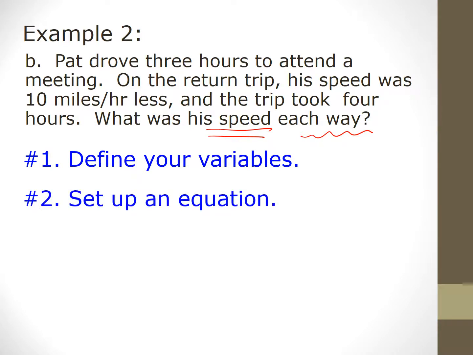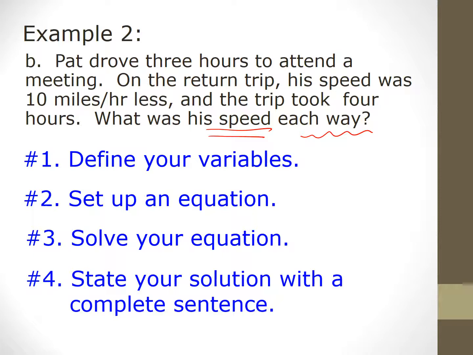Number two, we set up an equation. Students often hop to number 2 first. They want to look for that equation, but we get our equation from first defining what we know. Then after we have our equation, we of course solve that equation, which you have become quite good at. And then third, we want to state the solution with a complete sentence. And the importance of this is in part making sure that we have answered the question that's being asked completely and clearly.